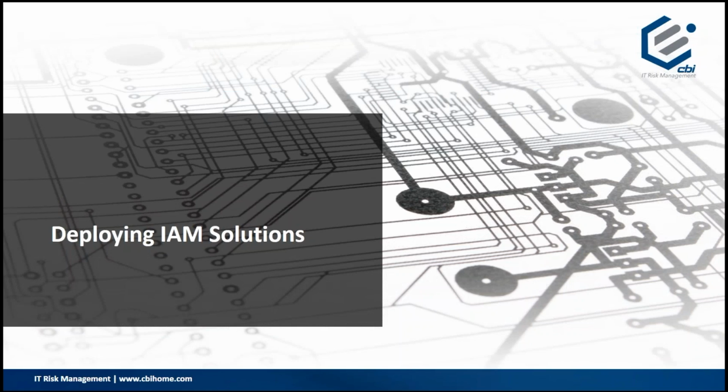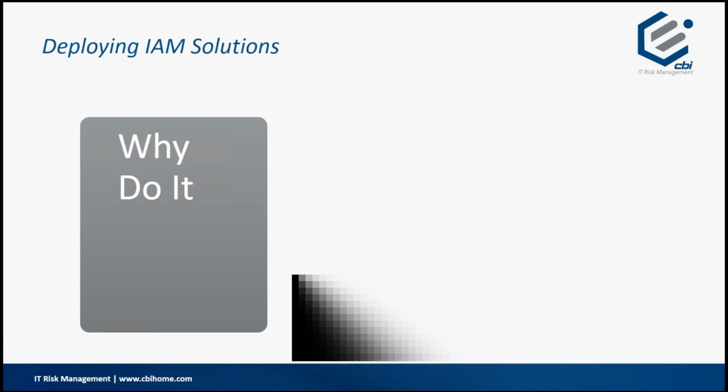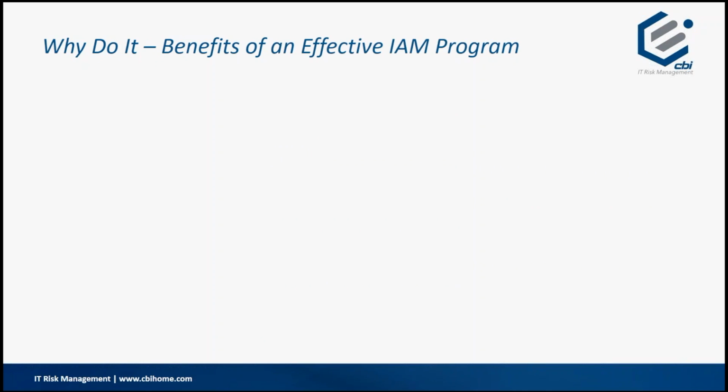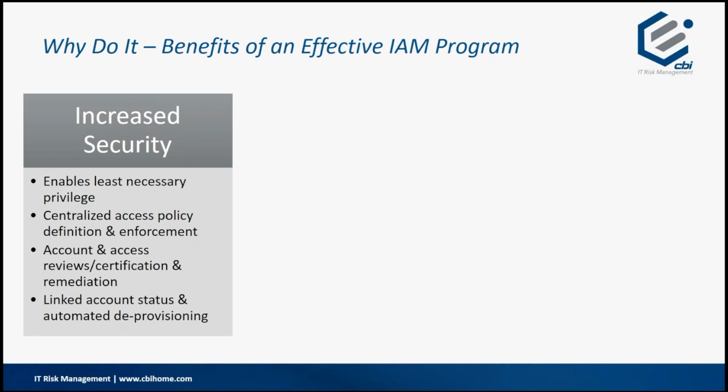I'm going to talk a little bit about deploying IAM solutions: why to do it, how to start, and how to avoid the pitfalls. So why do it? Why deploy IAM? One of the main reasons is increased security. It enables this concept of least necessary privilege across the organization. It allows you to centralize your access policies, and centralize who's supposed to have access to what, role-based definitions, etc. Centralize that to one spot.